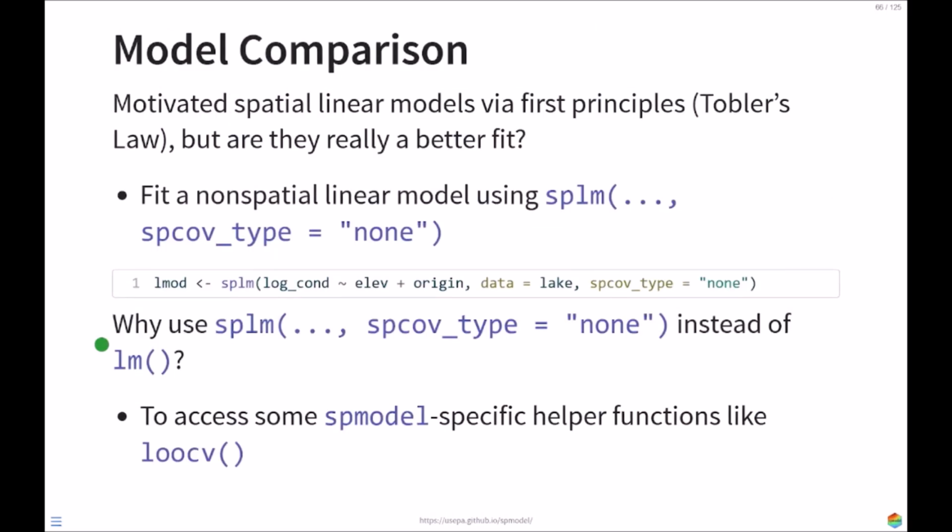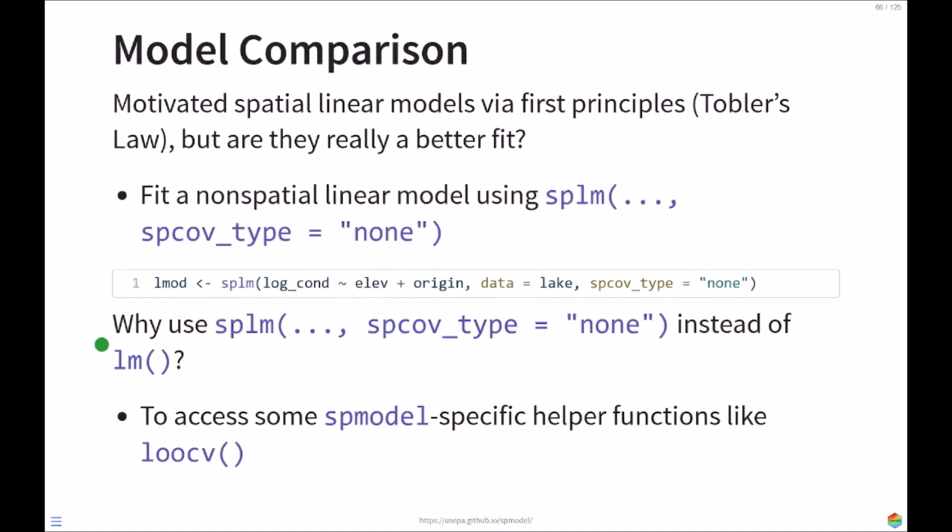So far we've motivated spatial linear models mostly with a first principles argument. I've said that Tobler's law is this thing that we see a lot in nature, and so our models should emulate that. But really, we should know whether they're a better fit and worth all of this effort. So one way that I can look at this empirically is to fit a non-spatial linear model, compare it to the spatial linear model, and see which one is better according to some specific metric.